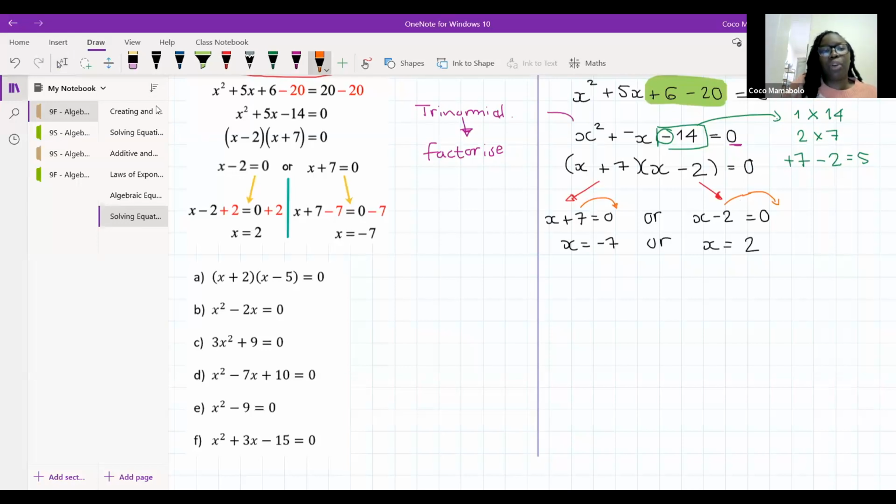For those of you who are 100% on what's going on, I want you to try these questions here. Try A and B, and we're going to have a talk about B quickly, but try them out. And if you're done with them, just type done in the chat for me.